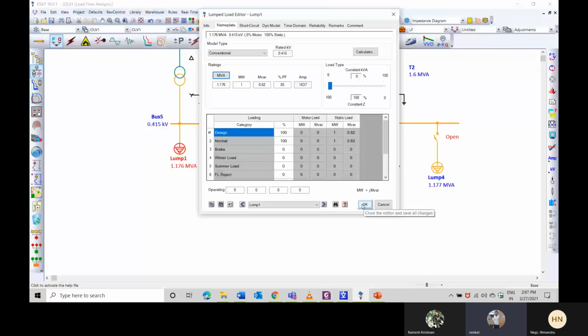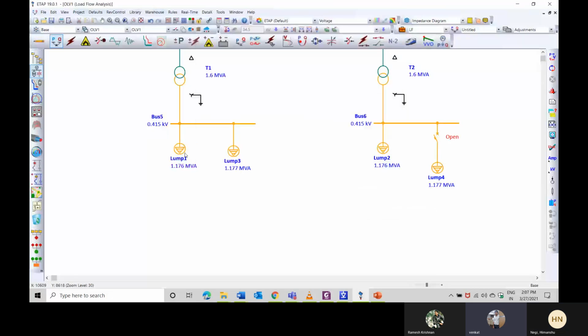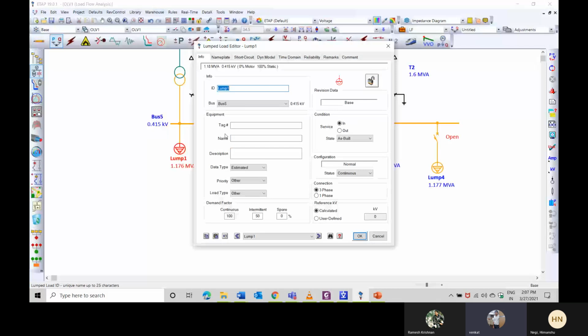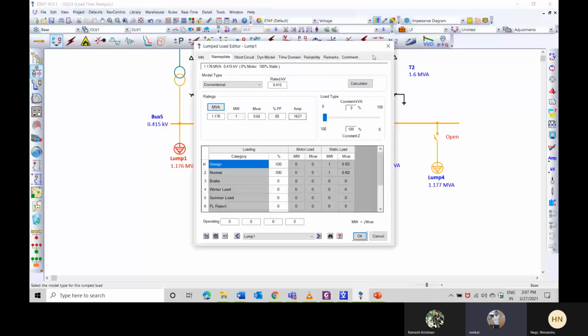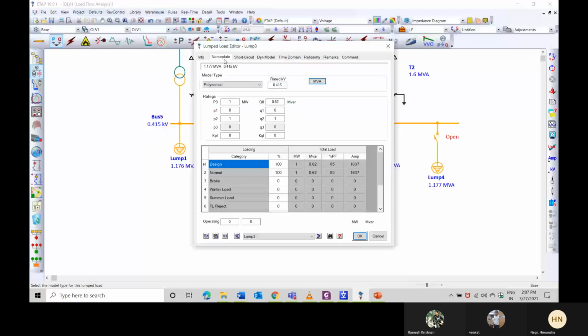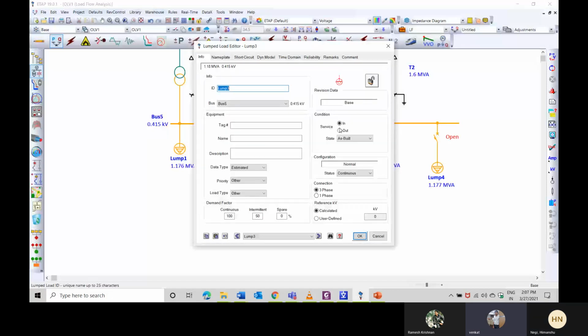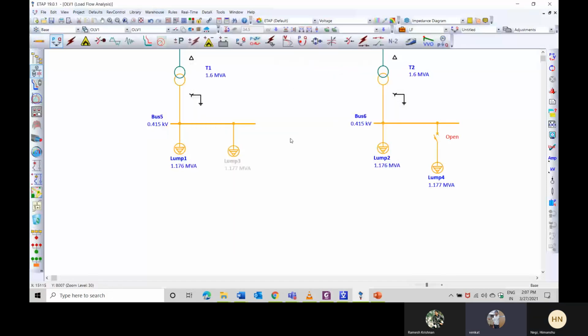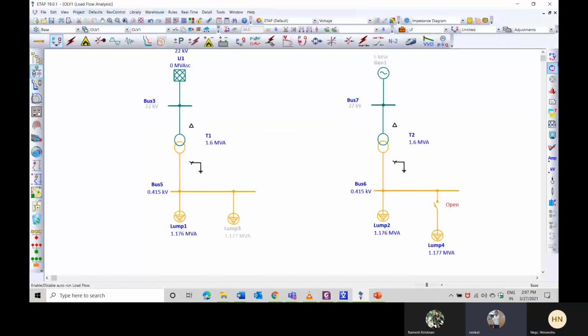Then for that, we will try to run this simulation. Here, I have modeled a constant impedance load. Okay, and now I will keep this load out of service, and I will just run this equation. So run load flow for this particular case.